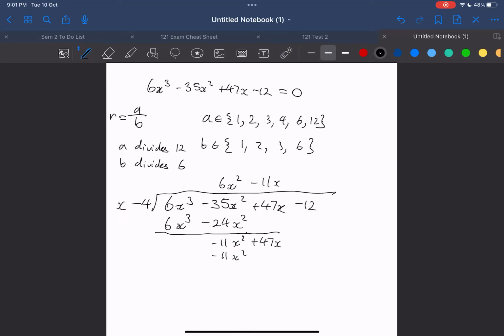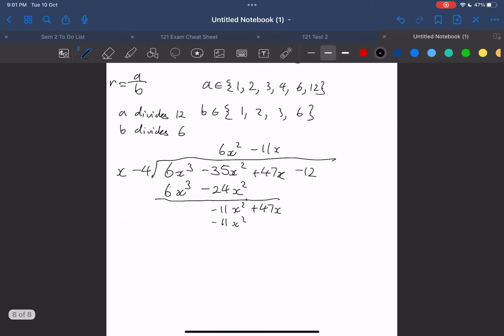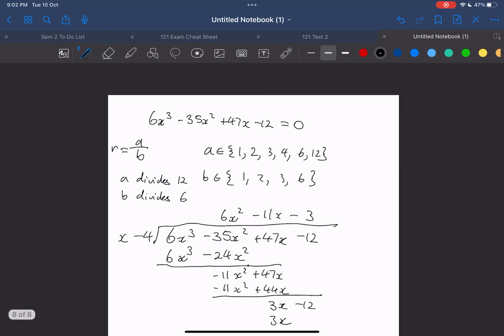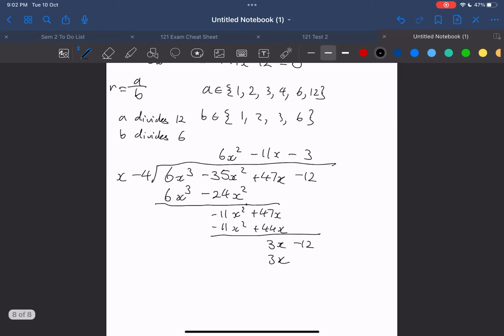Negative 11x squared. And then, because I'm multiplying x minus 4 by negative 11x, this negative 4 is also going to multiply it and give us plus 44x. And then that's going to give us 3x as the remainder here, minus 12. And then I think it's pretty clear from here. You just do minus 3, and then the minus 3 and the x minus 4 multiply to give negative... What did I do wrong? Yo, it's plus 3, I think, not minus 3. Whoops. Yeah, okay, minus. Whoopsies.